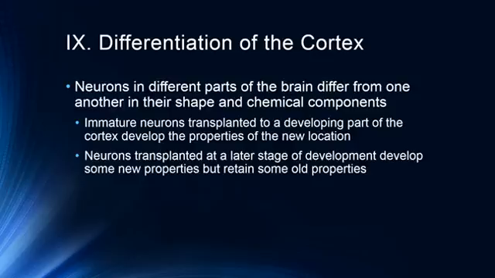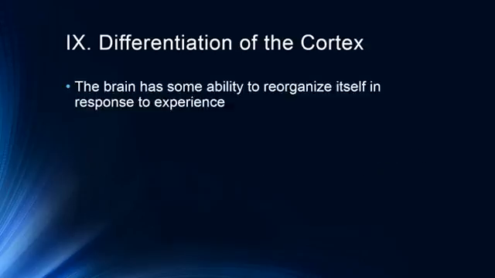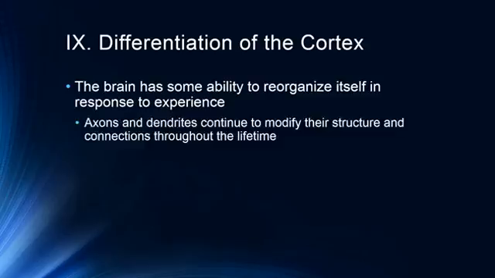So there is essentially a developmental timeline and some critical periods that develop because of this, because they have to arrive at their appropriate location and develop appropriately at a certain point in development. The brain has some ability to reorganize itself in response to experience. Axons and dendrites, of course, continue to modify their structure in connections throughout our lifetimes.